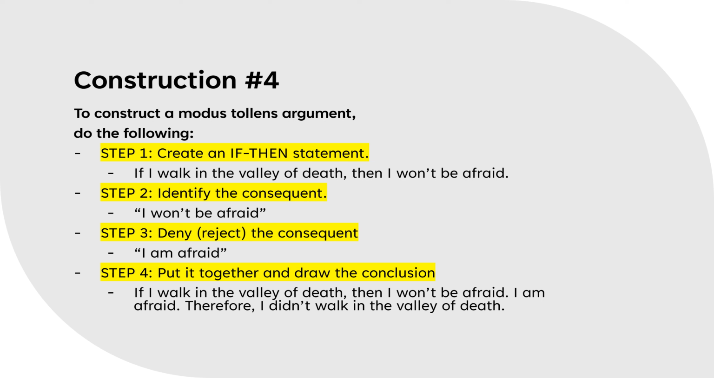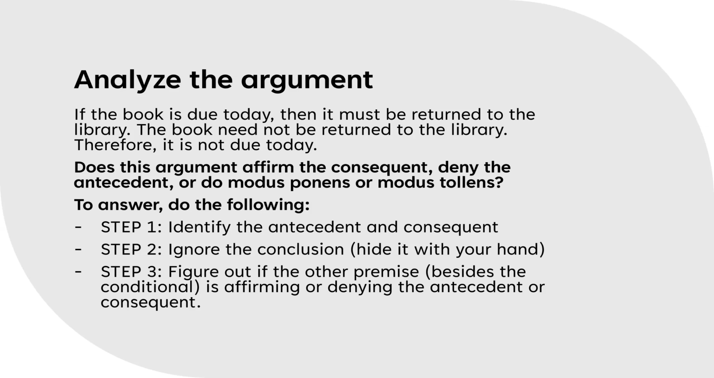Modus tollens has the pattern DC, denying the consequent. DC is allowed. Modus ponens has the pattern of AA, affirming the antecedent. AA, DC. Those are the only acceptable patterns. Only those patterns will create valid arguments if we're talking about if-then statements.